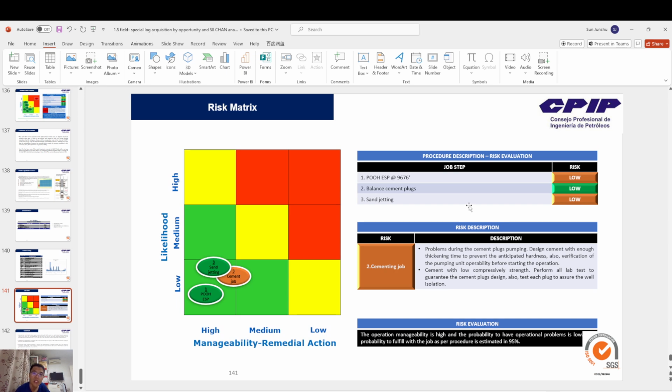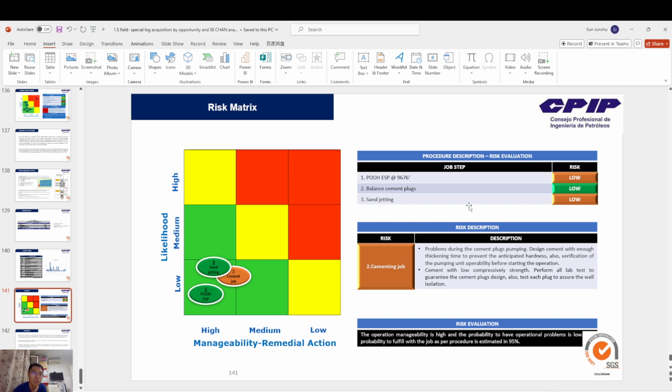Risk metric. Basically, it's low. The cement job. Problem during the cement plugging. Design cement with enough thickness. Timing. To prevent the anticipated hardness. Also, verification of the pumping unit operability before starting the operation.